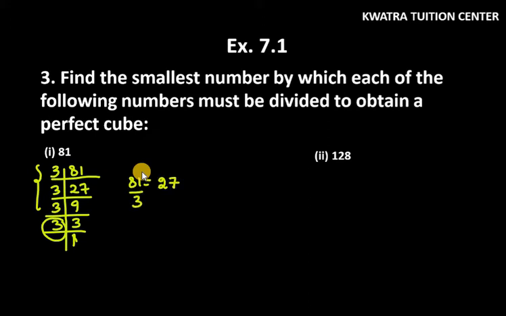तो 81 को अगर आप 3 से डिवाइड करोगे you will get 27. अब 27 किसका क्यूब होता है, 3 का क्यूब होता है. तो आप इसको लिखोगे कैसे, 81 equal 3 into 3 into 3 and you have to divide by 3. So 3 and 3 gets cancelled and on the other side you get 27. So 3 must be divided to obtain a perfect cube.